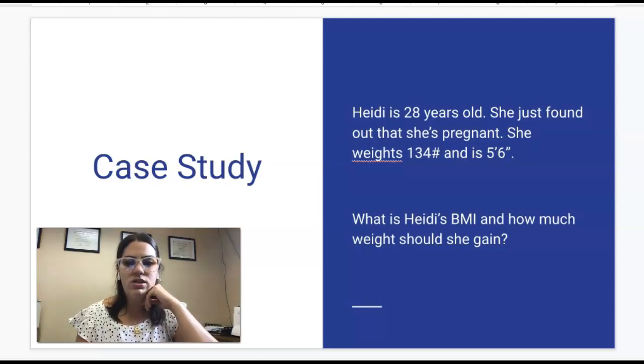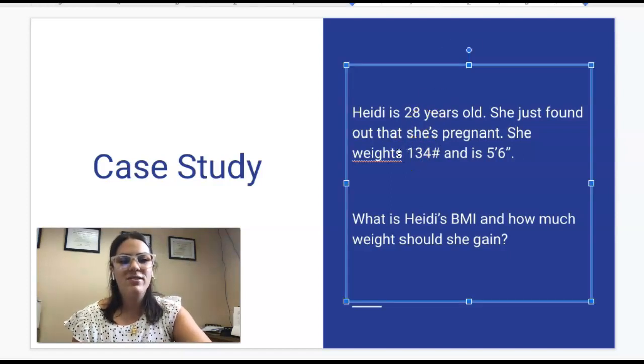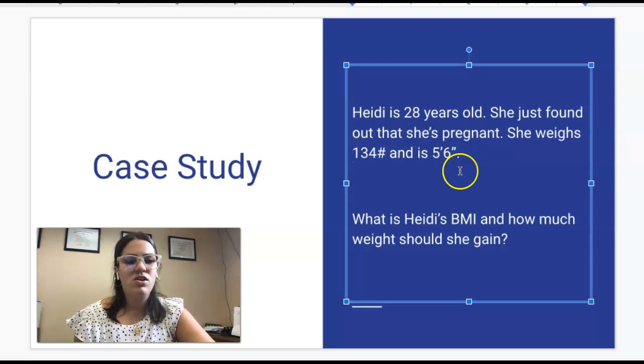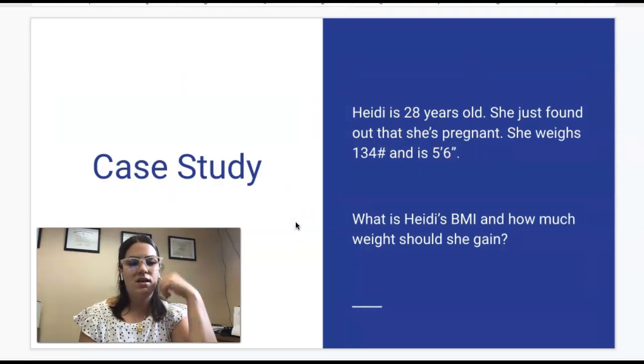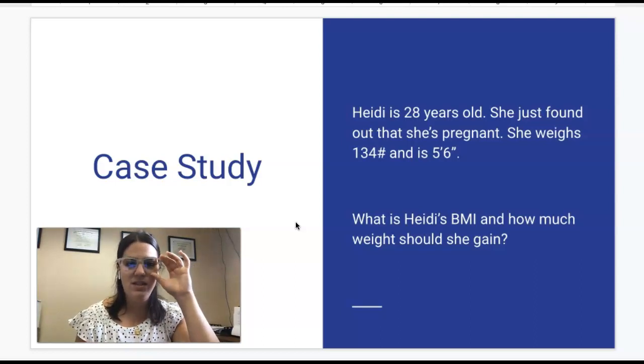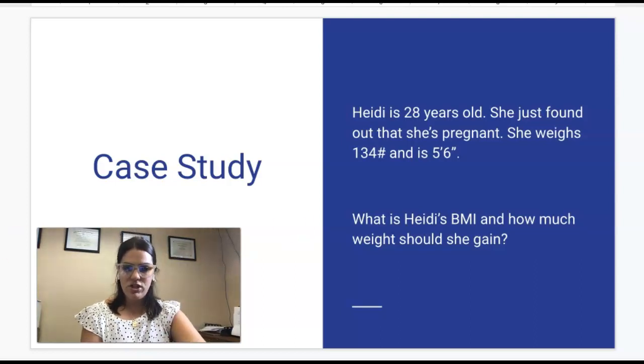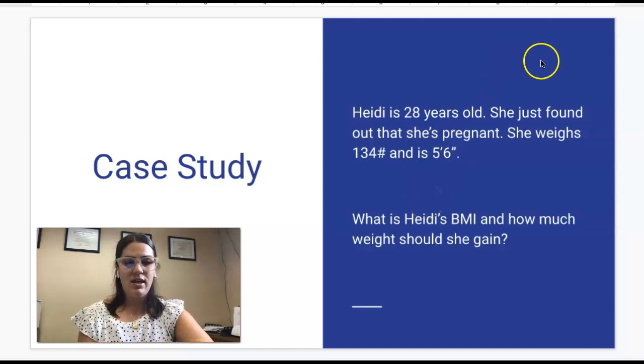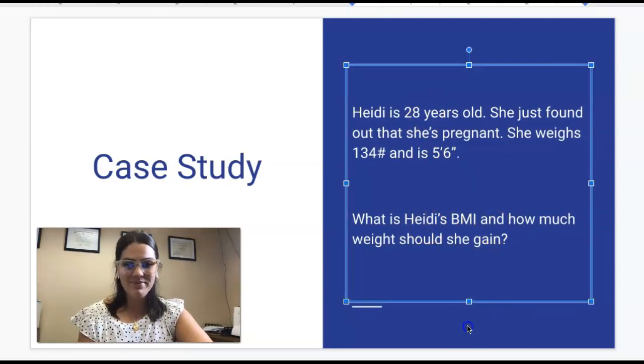Okay, so we are going to do a short case study. Heidi is 28 years old. She just found out that she's pregnant. She weighs 134 pounds, and she is 5'6". Last class we talked about calculating BMI, and in the videos that you should have watched on the Kahoot game, you should have somewhat of an idea of how much weight Heidi should gain based on that. So here, I want you to go to the Google Sheet and add your answer to case Q1 for Heidi's BMI, and how much weight she should gain.